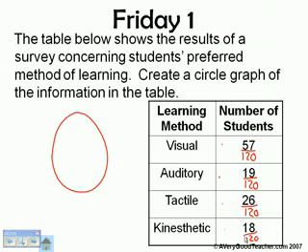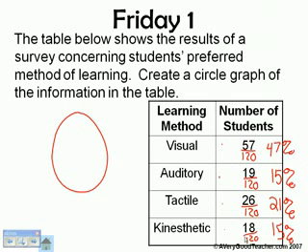What do you get? 0.475. Now transfer that into a percentage: 47%. What about 19 divided by 120? 16%. 26 divided by 120? 21%. And last, 18 divided by 120. 15%.